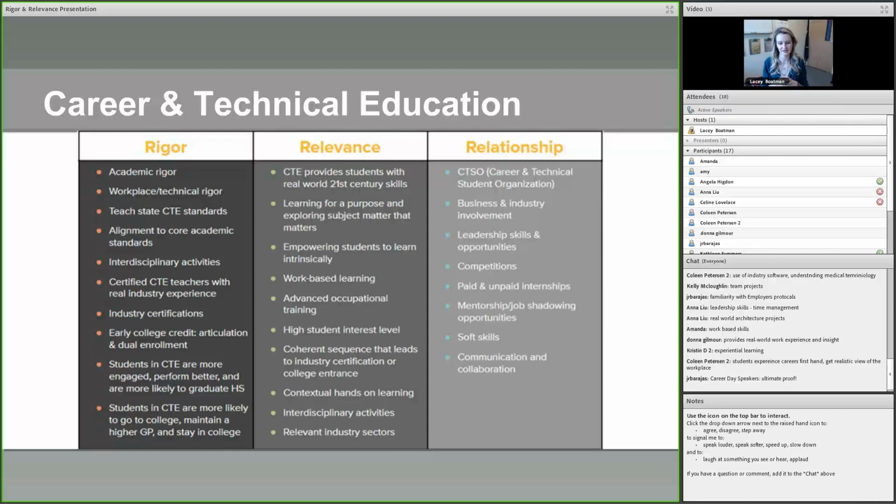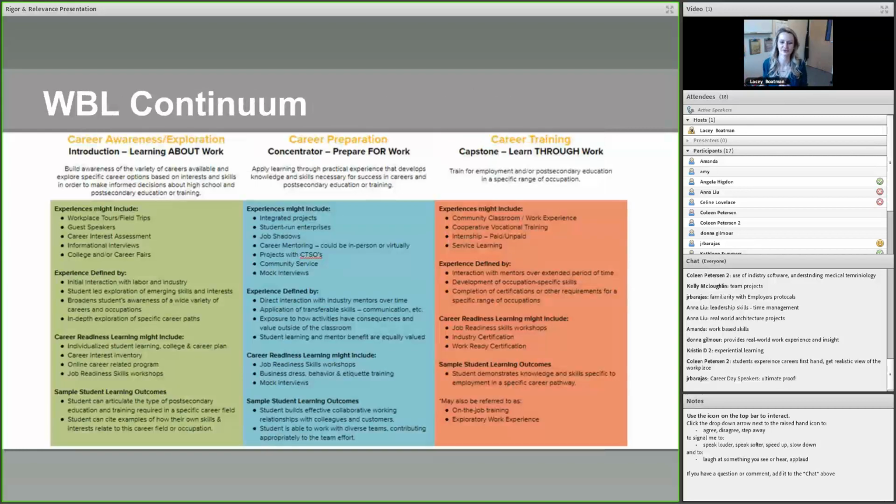Interdisciplinary activities and relevant industry sectors. CTE has industry sectors that are relevant to our world. And not underwater basket weaving, which might be relevant to a few of you, but in general, we have high need, high wage industry sectors that are relevant for our students.